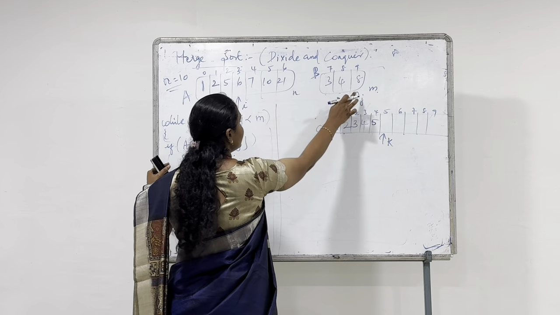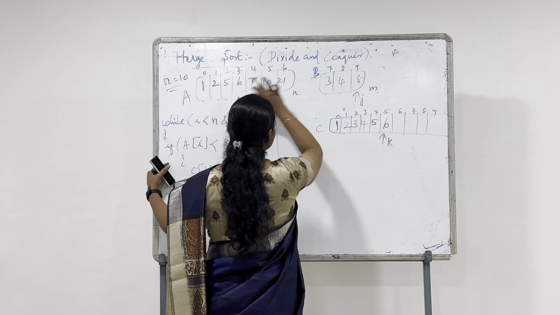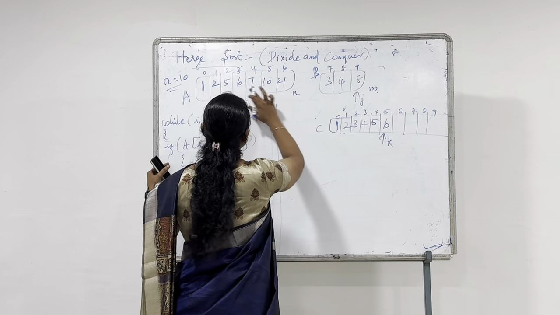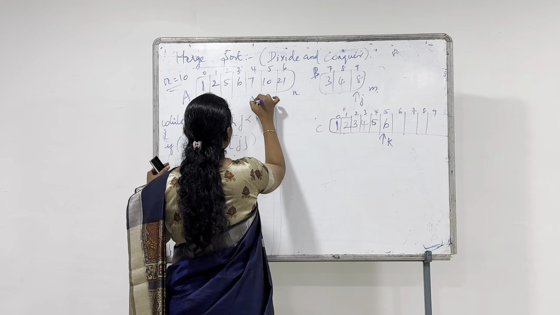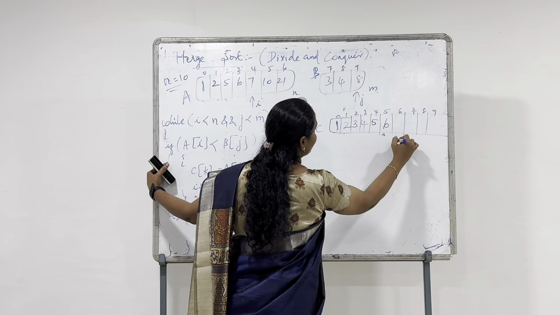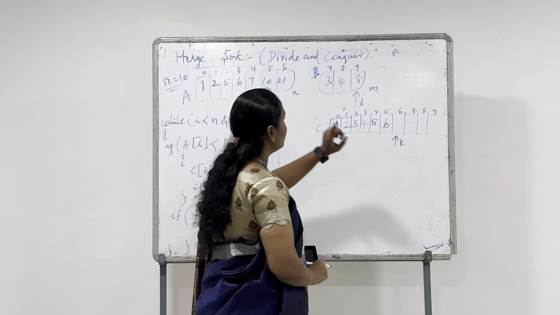Now compare 6 and 8. Again 6 is lesser compared to 8. Now move this 6 from A array to C array. Increment I value and increment K value. Okay, increment I by 1 and K by 1.